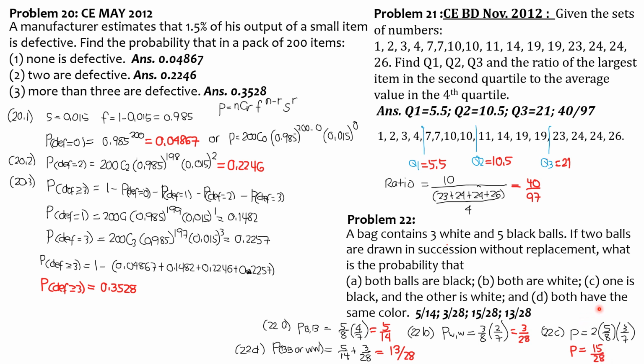And finally, both have the same color. So that is the sum of 22A and 22B. So 5 over 14 plus 3 over 28, and that's 13 over 28.